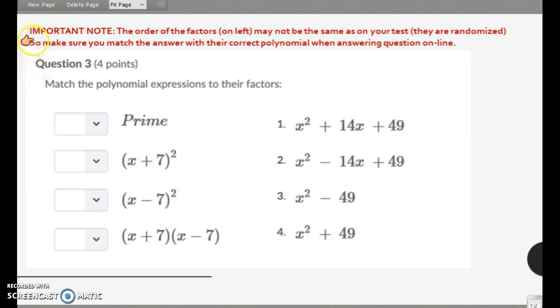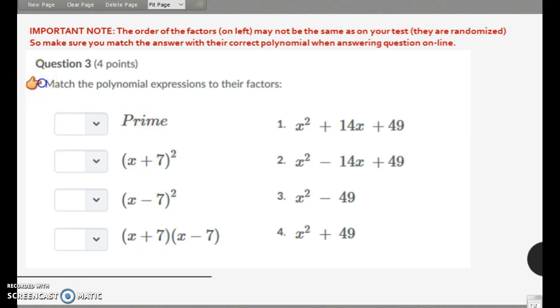Question number 3. For this question and question number 4, it's important that you note that the order of the factors on the left, these choices here, where you'll pull down and then select the matching number over here. So your answer choices for here are 1, 2, 3, 4, 1, 2, 3, 4, and so on. However, the order of these will change for each student when they take the test. There was no way to make them not change. So it's really important that when you match up your answers with the factored form here, with the original polynomial here, that when you take the online test, you match them up with the correct answer, okay?